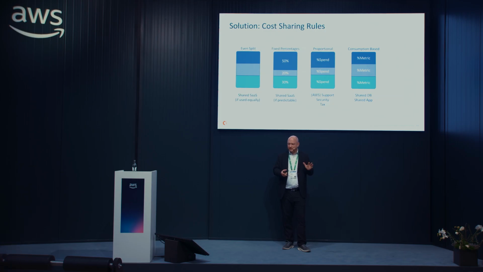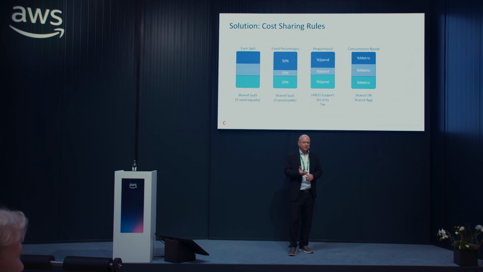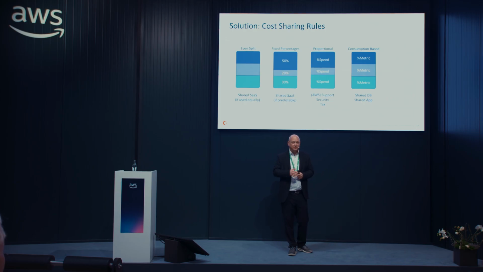The next best would be the fixed percentages. If you know that one department or one team is using half of all the resources of that environment, you can give them 50% of the cost, always 50%. This is also somewhat okay if the usage doesn't change that much. If you're quite sure they are always using approximately 50% and it will stay on that level, that should definitely be okay.